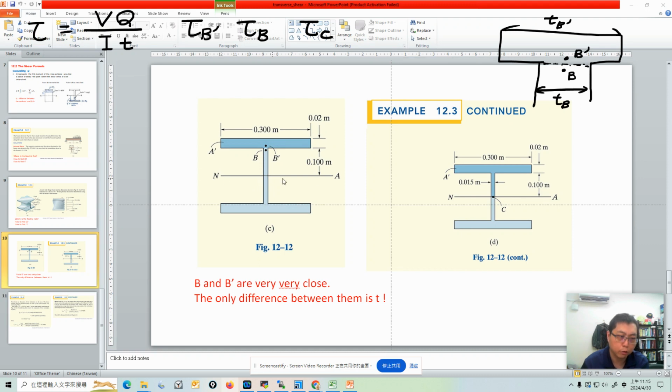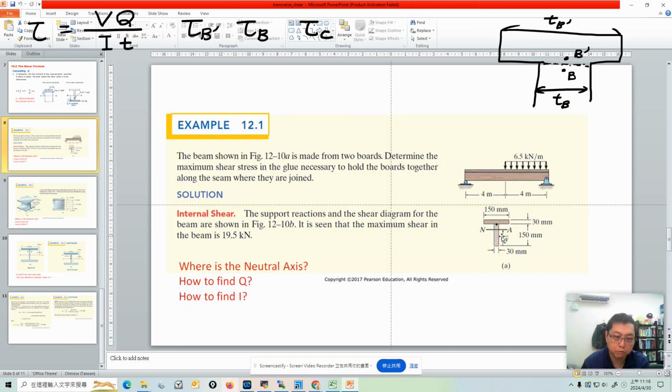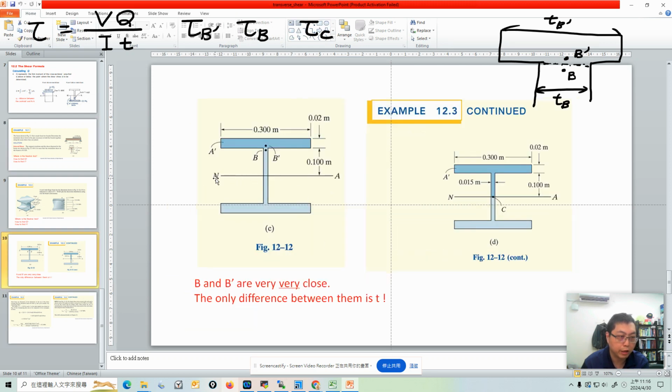You don't have to find a neutral axis again. Unlike the previous example, where you had to determine the neutral axis yourself, in this problem it already tells you the neutral axis is just here. You don't have to calculate it again.